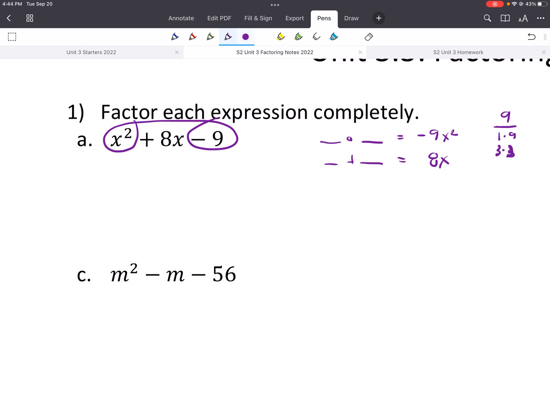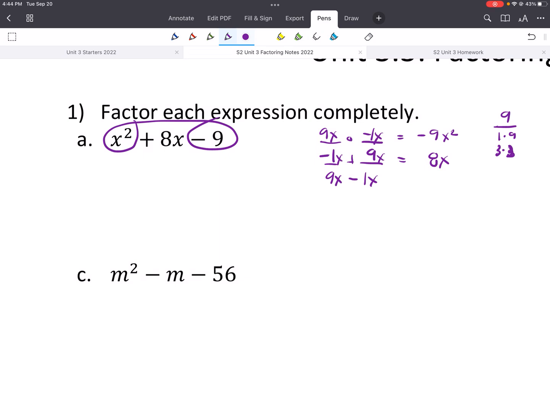Obviously 3 and 3 can't get you to 8, but we could do 9 and 1. So maybe something like negative 1 plus 9 would give you 8. Or, if you prefer, you could do 9x minus 1x. That's the same. And if you multiplied, it'd give you negative 9.